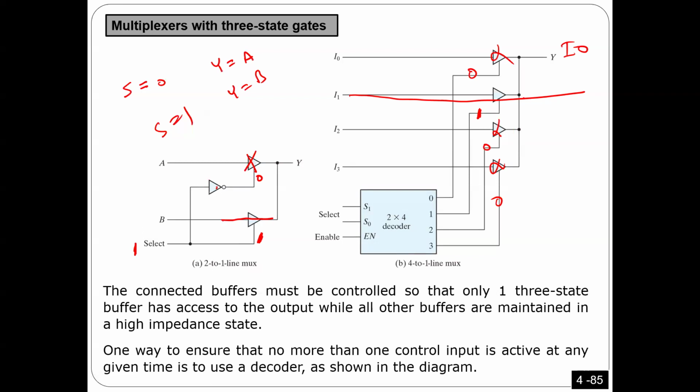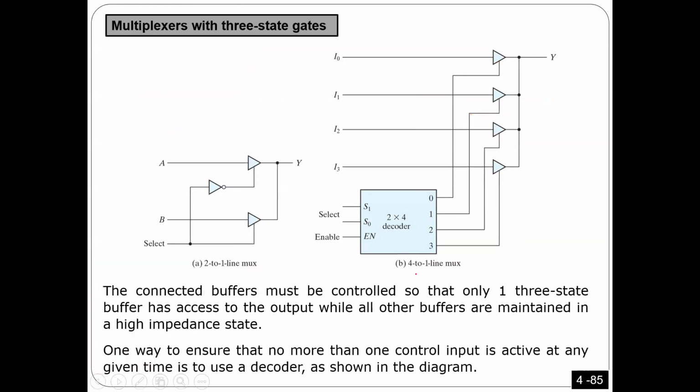Again, the main idea is I must make sure only one of them is in control. We have four control inputs here, this one, this one, this one, this one. I have to make sure only one of them is one, the other ones are zeros. That's why, if I want to create a 4-to-1 multiplexer, I'm going to use a decoder, because that's what a decoder is doing. A decoder is going to give me only one output that is one, the other ones are zeros. You got what I'm saying?